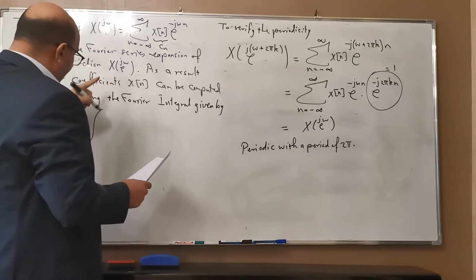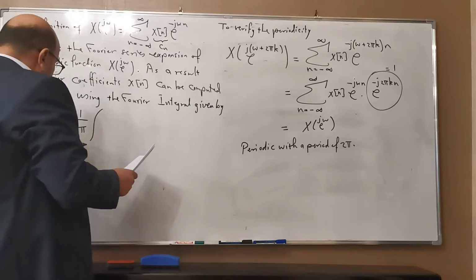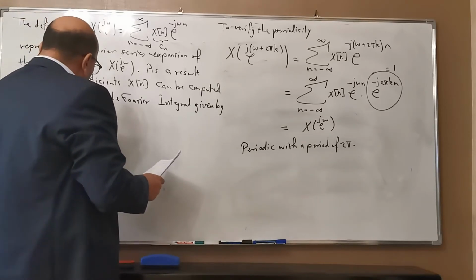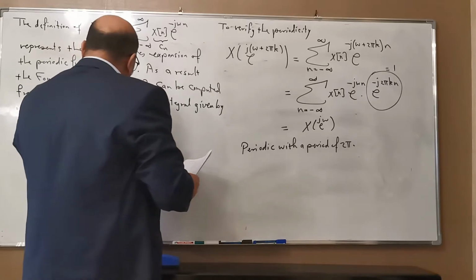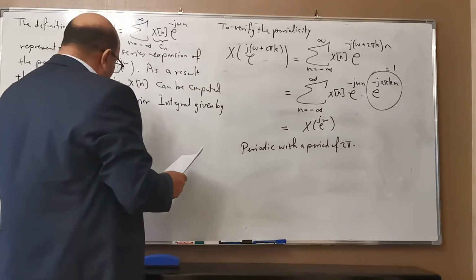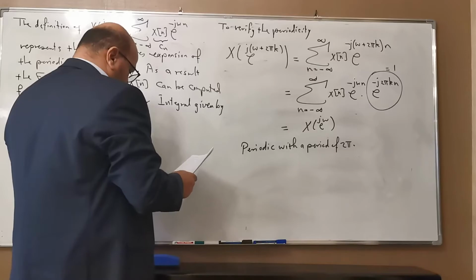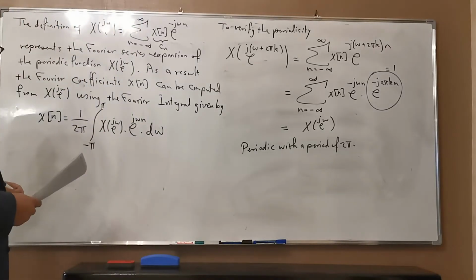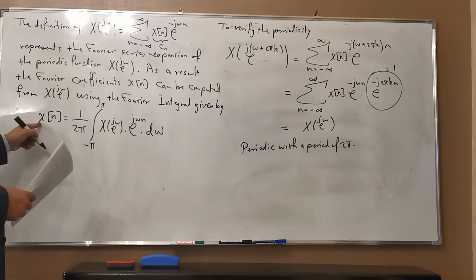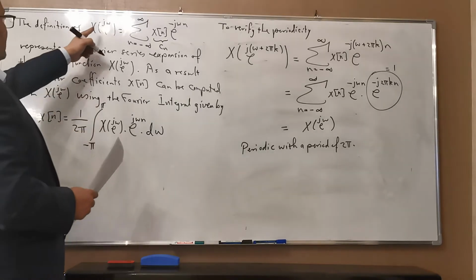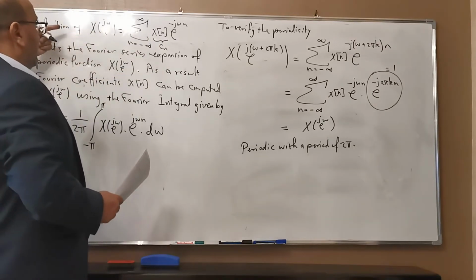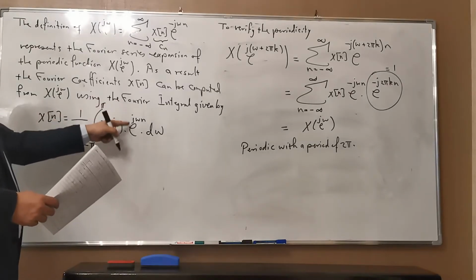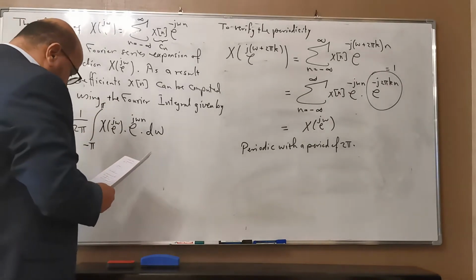X(e^{jω}) is periodic. We take it over one period, from minus π to π, of X(e^{jω}) times the complex conjugate kernel, so this is e^{jωn} dω. So you integrate this function to find x[n]. This is the time domain, this is the frequency domain. So in the forward direction, you go with this definition. In the backward direction, you go with this integral, and you get the inverse.